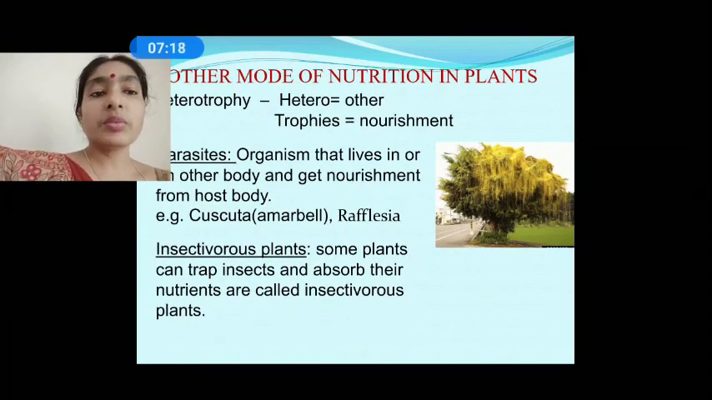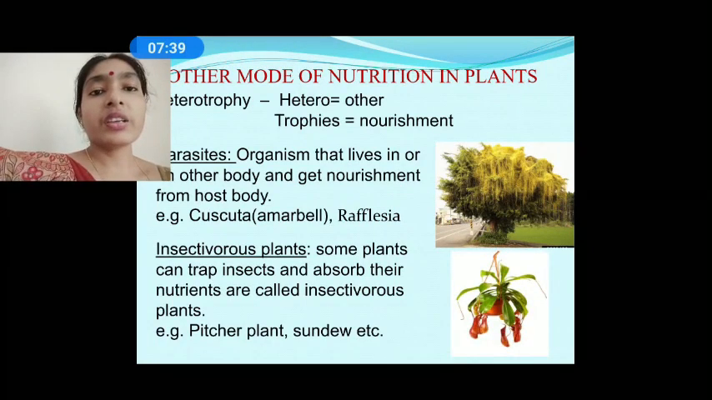Some plants can prepare their food by photosynthesis, and they also trap insects and get their food. This kind of plant is known as an insectivorous plant. Examples: pitcher plant, sundew, Venus flytrap, etc.